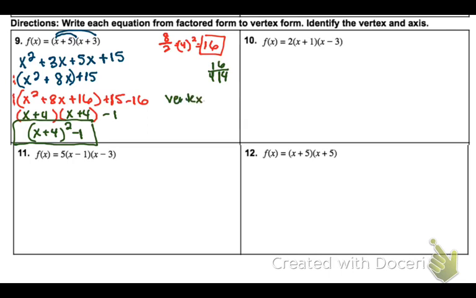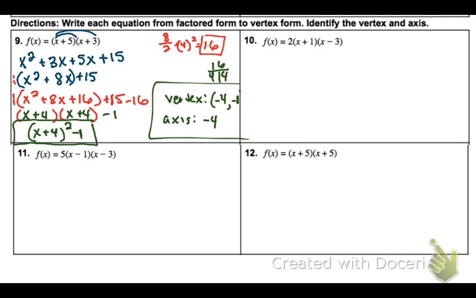So the vertex, remember you're always going to take the opposite of the inside. The opposite of the inside is negative 4. You're going to keep the outside, which is negative 1. And then your axis is just your x. And then these are your two answers. And now we're done. I'm going to do 10 now. That's probably going to be the last one that I do with you. And then you guys can move on to the other ones.